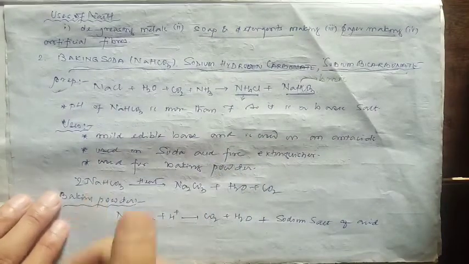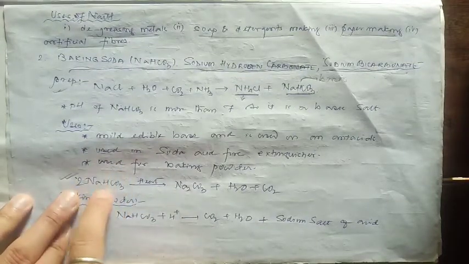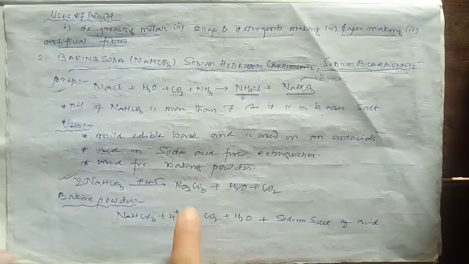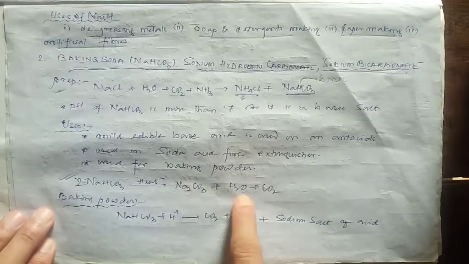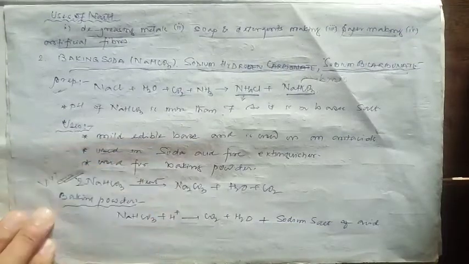Now student, this is one very important decomposition reaction of baking soda. So when we heat this baking soda, what happens? It decomposes to give us sodium carbonate, water and carbon dioxide. So this reaction is important. It's a very, very important reaction.